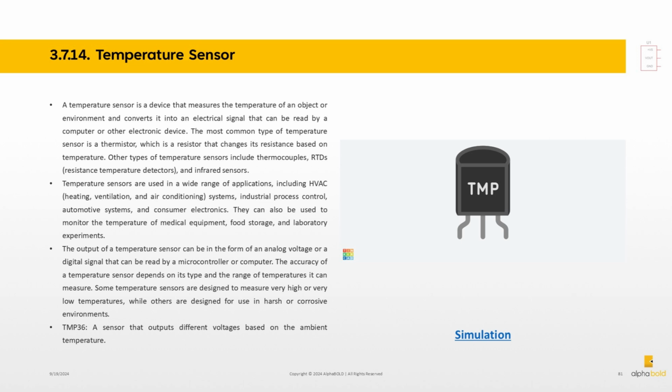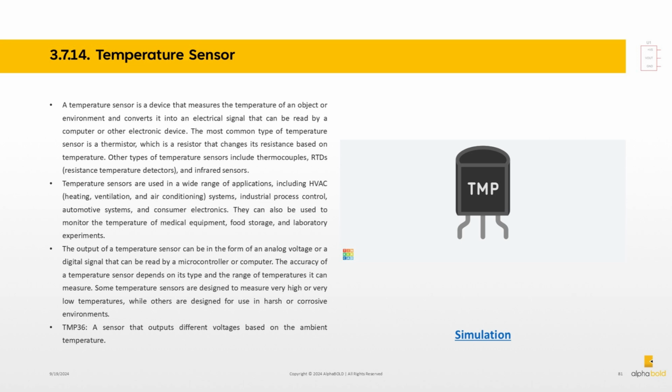The most common type of temperature sensor is a thermistor, which is a resistor that changes its resistance based on temperature. Other types of temperature sensors include thermocouples, RTDs (resistance temperature detectors), and infrared sensors. Temperature sensors are used in a wide range of applications, including HVAC (heating, ventilation, and air conditioning) systems, industrial process control, automotive systems, and consumer electronics. They can also be used to monitor the temperature of medical equipment, food storage, and laboratory experiments.